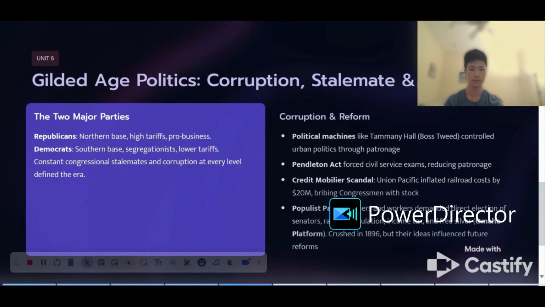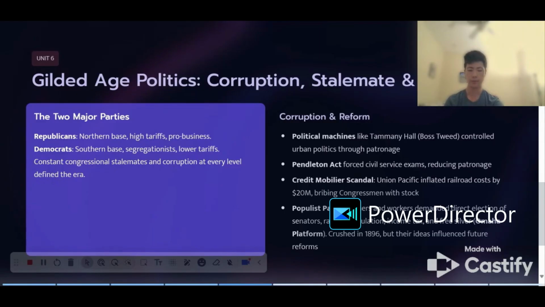Corruption we see manifested in political machines, like Tammany Hall, where political machines would pay people to vote for them by giving them jobs, food, etc. We have the Credit Mobilier scandal, where railroad companies bribed members of Congress. And in response to this, we get the Pendleton Act, which forced civil service exams, which reduced patronage, which is similar to the spoils system.